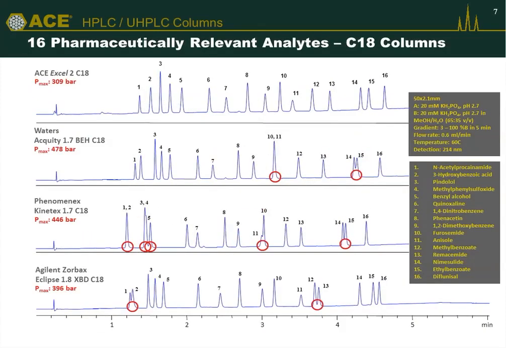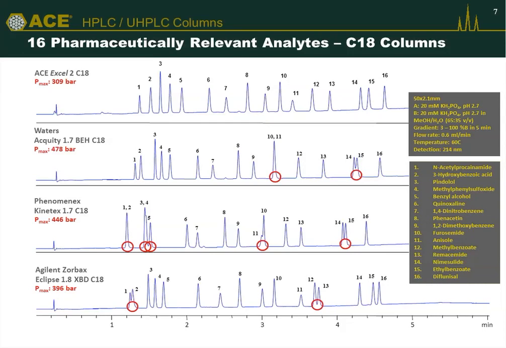And in fact, on this slide, you can see where I have C18 columns from 4 different major manufacturers. And this is a separation that we did in our laboratory. It's a 5-minute gradient method, 16 components, small molecules. And what I'm trying to highlight on this slide is that pretty much the selectivity is quite similar between these columns. So for the ACE, the elution order is 1 through to 16. For the Waters Acquity, it's 1 through 16. For the Phenomenex Kinetex, 1 through 16. And the Agilent Zorbax, 1 through 16. Pretty much the elution order is the same.